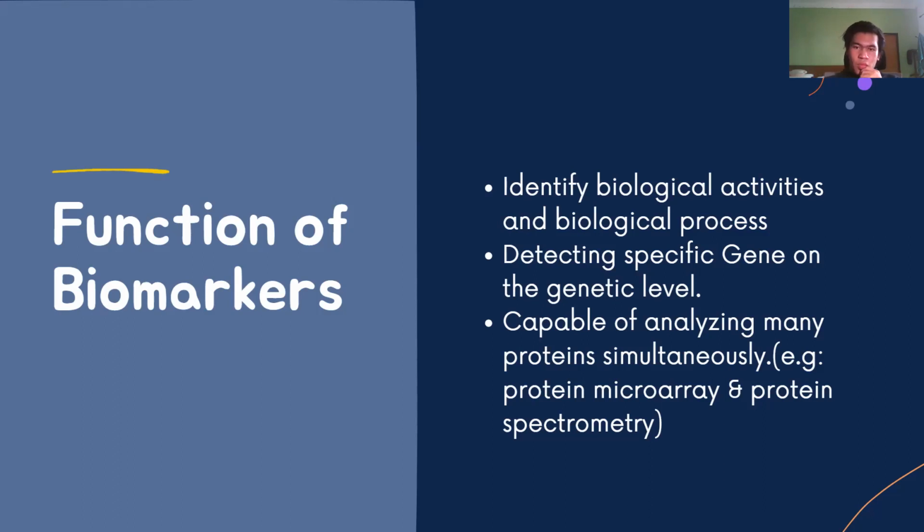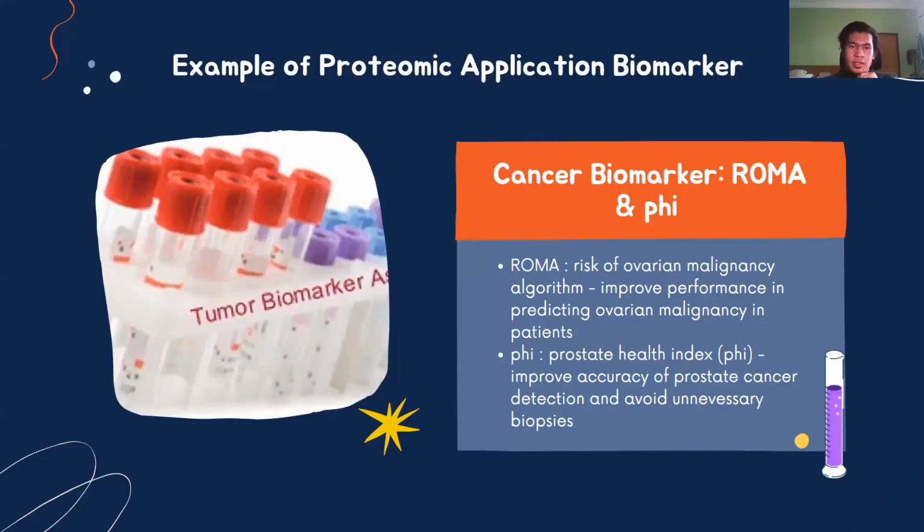Okay, so let's move on to our example of the protein application of biomarker. As I said, biomarkers are usually used in the agriculture field, where scientists use them to detect a specific gene in the plant. But the example that I give here is an example in the medical field. In the medical field, biomarkers also contribute to making the cancer biomarker, for example, like Roma and 5.